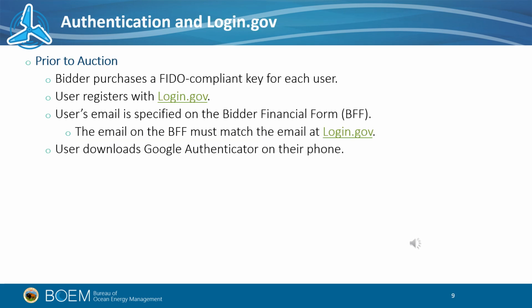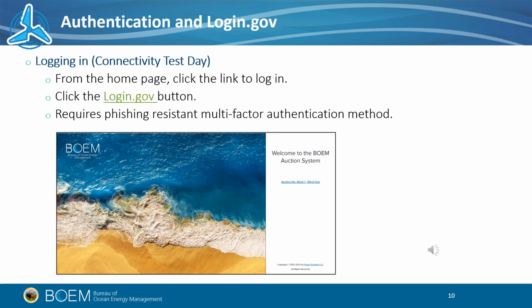BOEM auctions require a FIDO, a Fast Identity Online compliant security key, to log in. Prior to the auction, bidders must purchase a FIDO-compliant key for each user. Each user will also need to register with login.gov. The email listed on the Bidder Financial Form, or BFF, must match the email registered with login.gov. In addition, users will need to download the Google Authenticator onto their phone. Please refer to the BOEM Auction Login and Authentication Procedures document on BOEM's website for more detailed instructions. Bidders will have the opportunity to test their login on Connectivity Test Day prior to the mock auction.